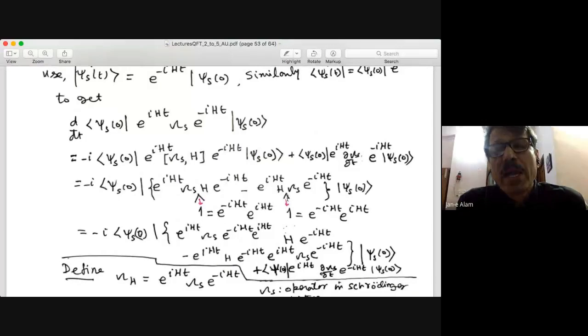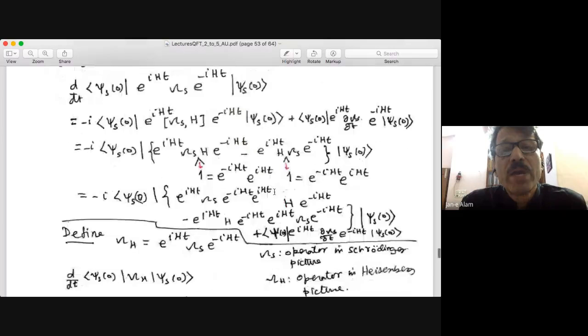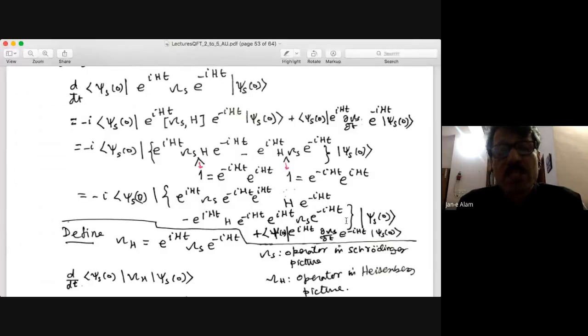Now here, again, to have the time dependence of omega s, I again introduce e to the minus i h t times e to the i h t, which is again 1, right? Then I have again e to the i h t omega s e to the minus i h t, like this quantity, and again I have e to the minus i h t here. That minus i h t I can take this side because h and e to the i h t will commute, and then when I take this away, this i h t will combine with this minus i h t and I will get 1. Okay, so if you do this trick, you get the following expression, right?